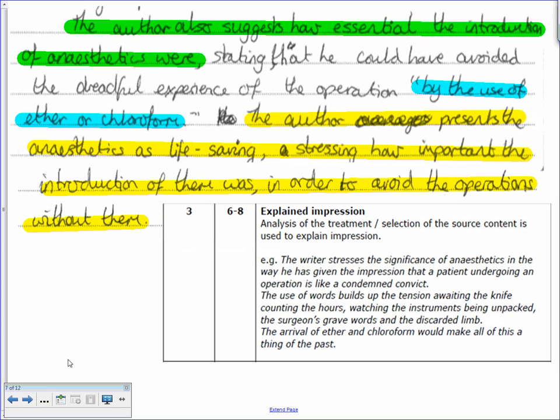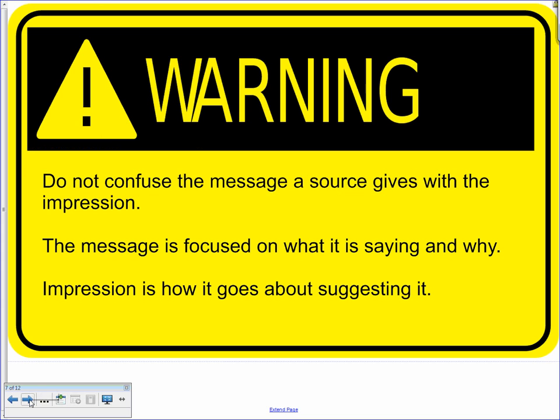Finally, we have another example here. So you can see that this candidate should really score at least a 7, probably an 8, for a solid, explained impression. However, do not confuse the message of the source with the impression. The message is focused on what it's trying to say and why. The impression is how it goes about suggesting it.